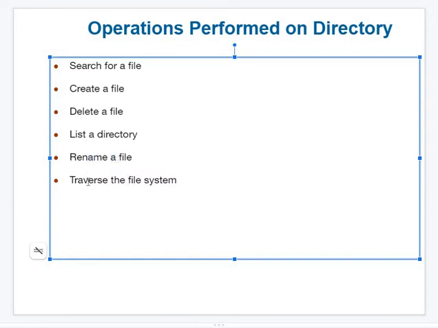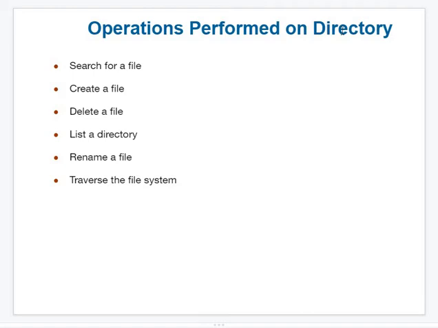So, traverse the file system. This is important. Traversing the file system means what? Say for example, you have kept a song in some folder. Assume D drive, 2021, Hindi folder, then that song. See how you are traversing to play that song. First you will go to D drive, from there 2021, again the subdirectory Hindi, then you will get that song file. This is called traversing the file system. So all these we can perform on a directory.